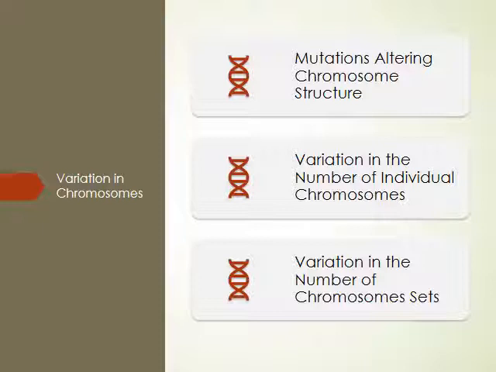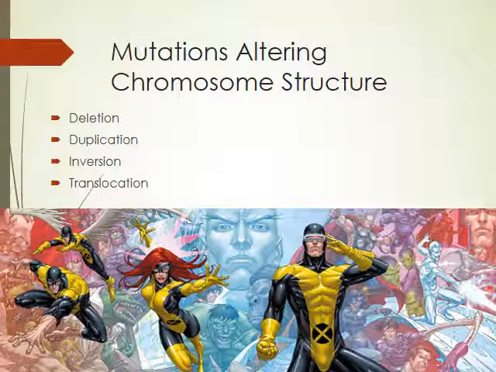Variations in chromosomes. There are 3 ways to get variation in chromosomes, the big structures. You can get a mutation that alters the structure of one chromosome. You get a mutation that causes variation in the number of individual chromosomes. Or you can have mutations that lead to variations in the number of chromosome sets. So first off, mutations that affect a single chromosome. You could have deletions, duplications, inversions, or translocations on a single chromosome.